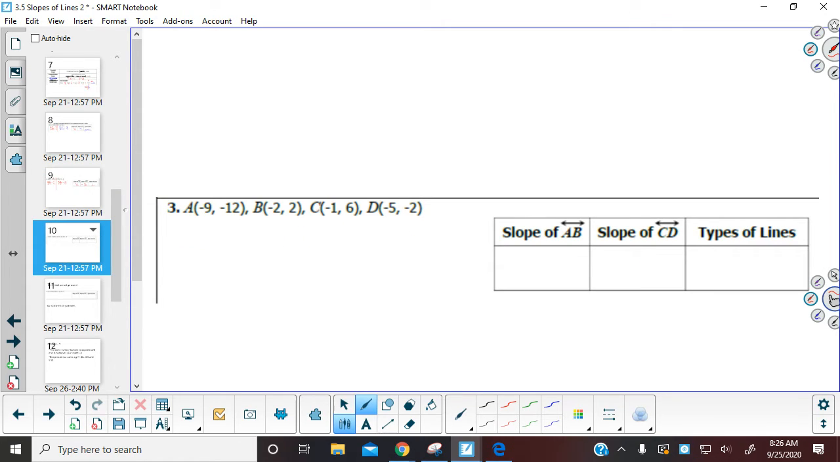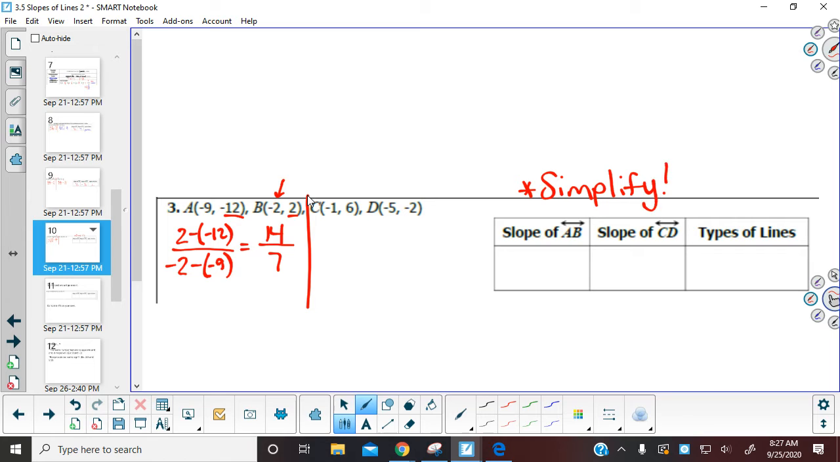When you look at AB, again, I'm going to do my y's on top, so 2 minus -12 on top, and since I start with 2 on top, I'm going to start with that same point on bottom. So that becomes 14 over, and then this one, -2 plus 9 turns into a 7. Now, one thing to note as well is you want to simplify. So I'm going to put this kind of as an asterisk. You want to simplify before you compare. Okay?